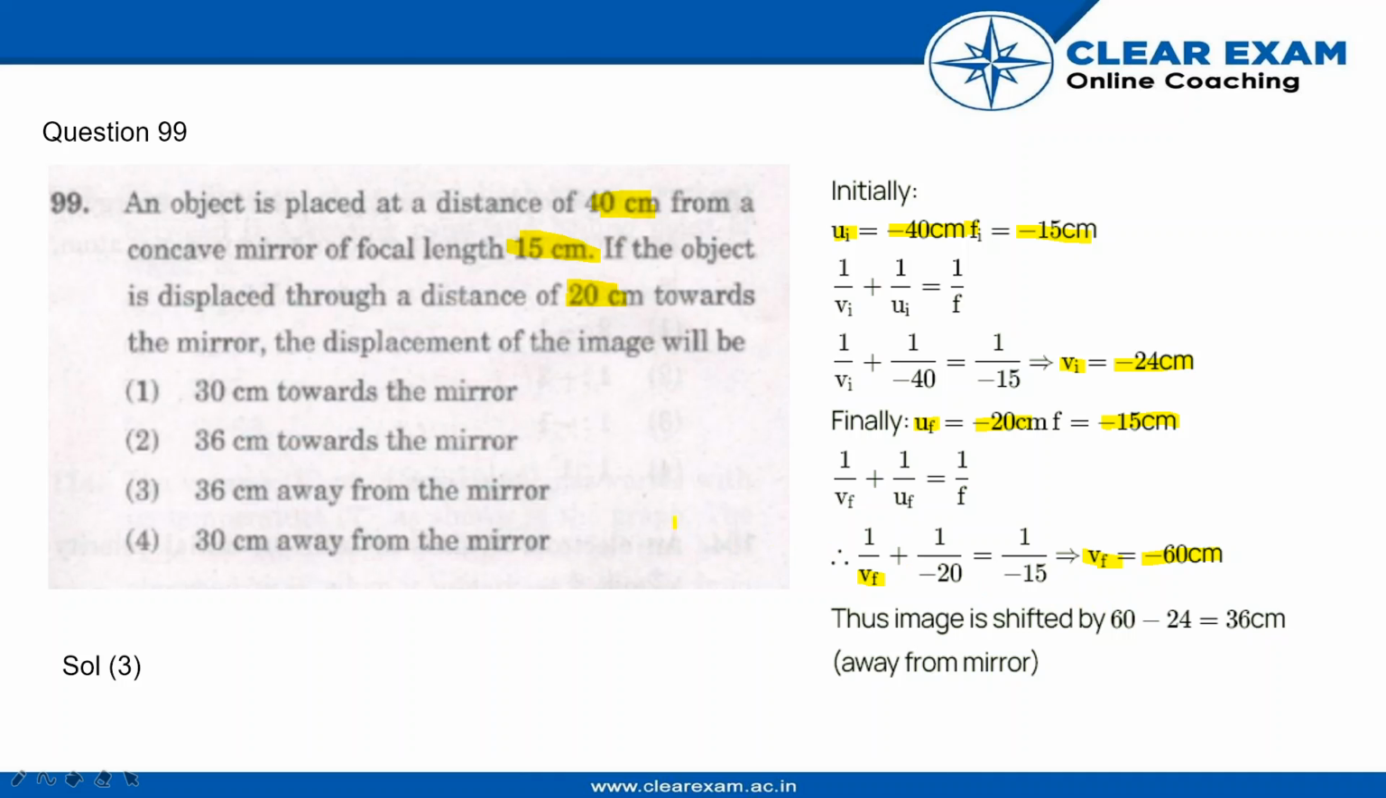So in the question we are asked the displacement of the image, that is the shift of the image. That can be calculated by the difference of Vf and Vi, that is 60 minus 24, that is 36 centimeters, and that is away from the mirror. Therefore the correct answer is choice 3.